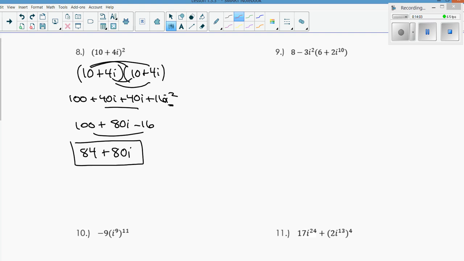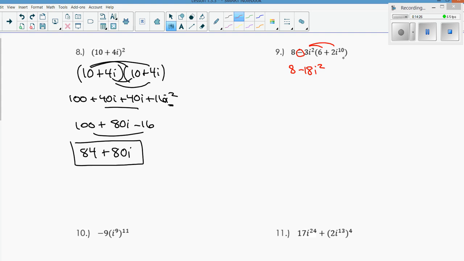Okay, next one. So in the parentheses is adding. They're not like terms, so I can't do it. But what I can do is I can distribute. Okay, just make sure you take that negative with it. So I'm going to drop down the 8. Negative 3 times 6 is negative 18, and then I have to bring the i squared with it. Okay. You know what? You can actually distribute.